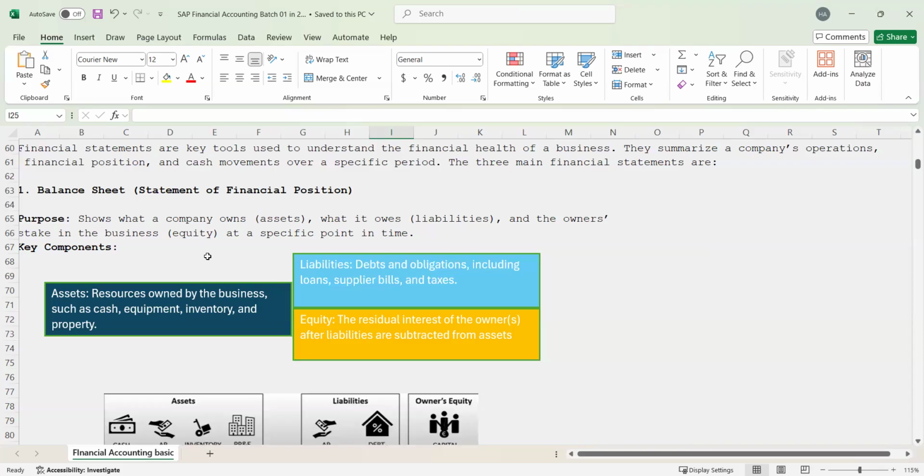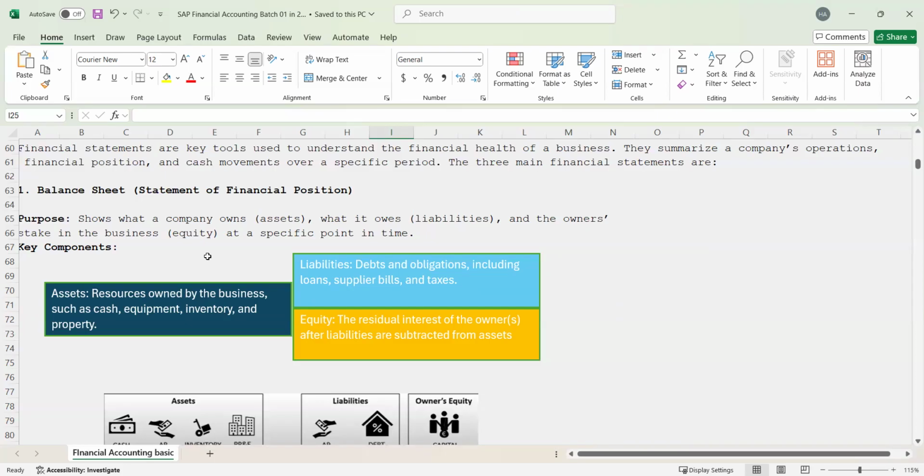So it is what she owns. We said an asset is what you own. So the inventory is something you own, the cash is something you own, the equipment is something you own, and all those things that constitute your property are things you own. All these things are assets, right?